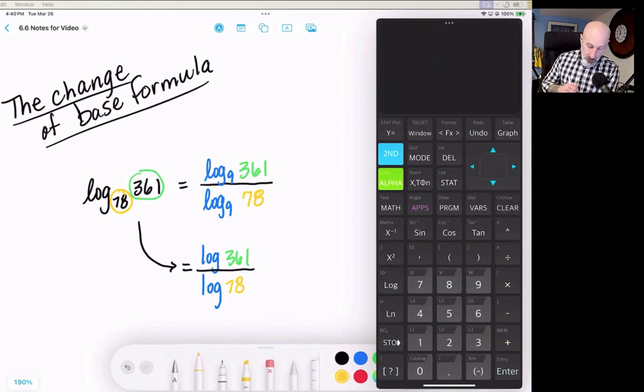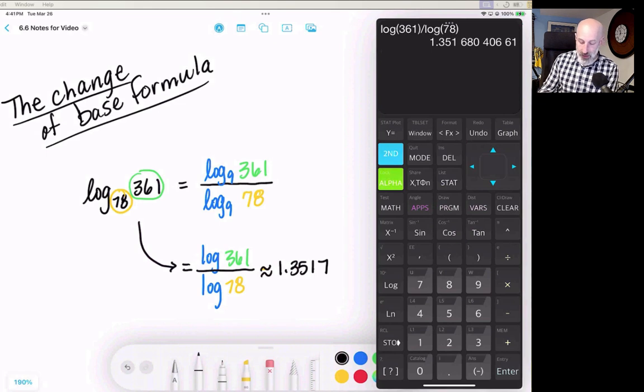So if I type in log of 361, this is one case where that habit of closing your parentheses is going to help. We must close the parentheses before we divide by the log of 78. But now I have a value, 1.3517.